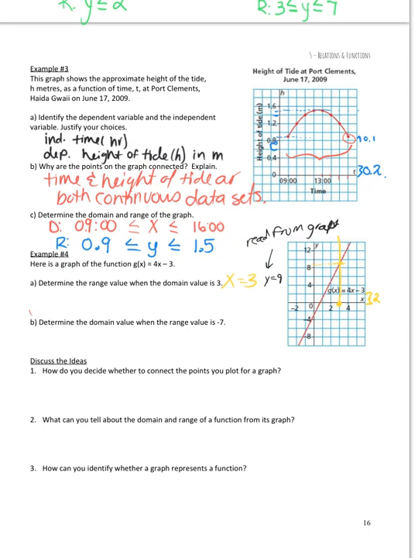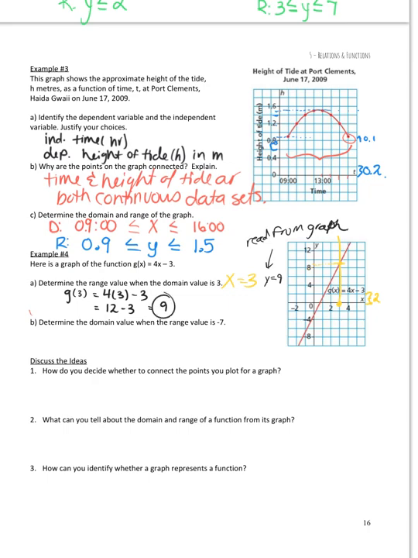We can actually input that into our function here. So g of 3 is equal to 4 times 3 minus 3. 4 times 3 is 12. Take away 3, which is 9. The exact same value we got.